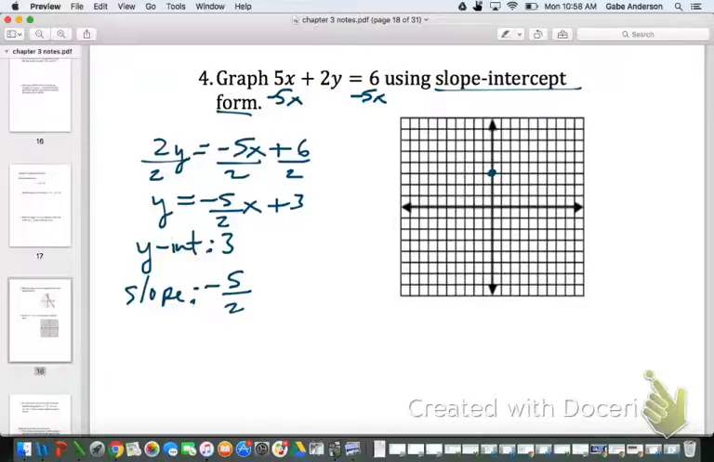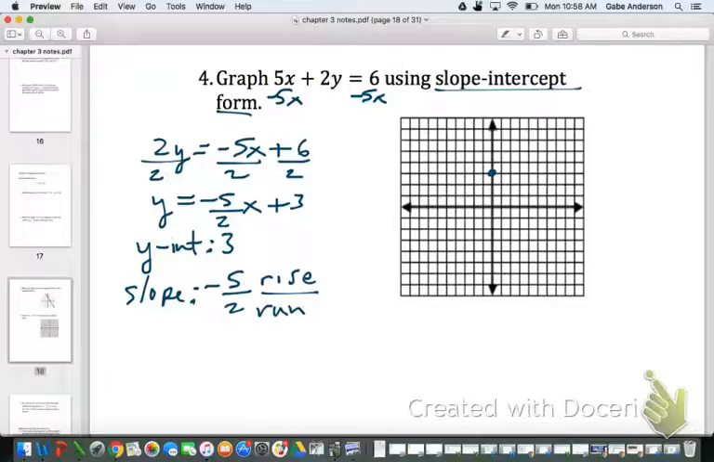So then, how many points do I really need to graph a line? 2. I only need 2. So what I'm going to do is use my slope, and I'm going to count that slope off to get my second point. And then really I'll be done. So my slope is negative 5 over 2. That means my rise will be negative 5, and my run will be 2.